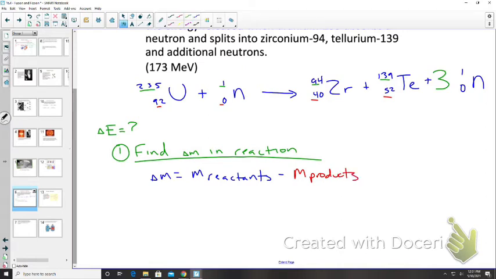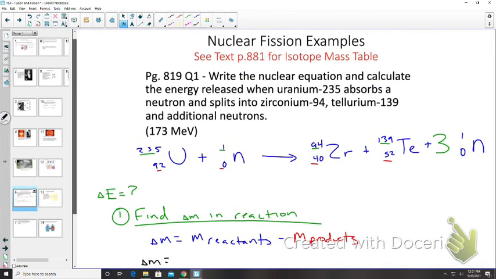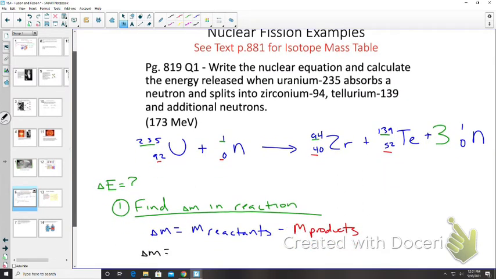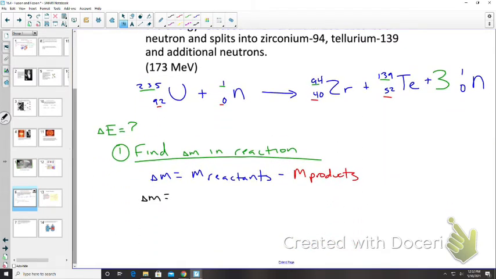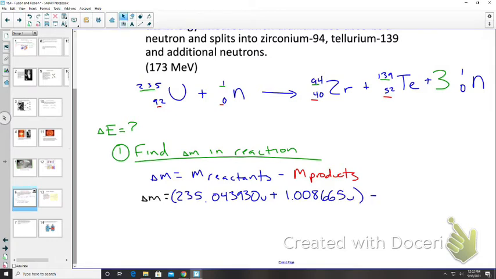Okay, so let's find the mass of the reactants. So using the table on page 881 in your text, or in that document that I included, you would use that to find the mass of uranium. So the mass of uranium is 235.043930 atomic mass units, plus the mass of the neutron, which is 1.008665 U, minus the mass of the product.